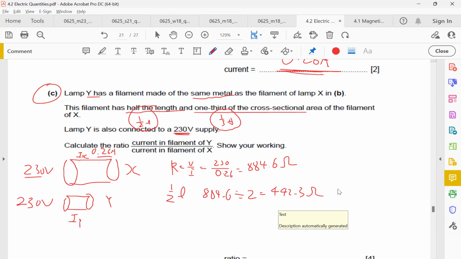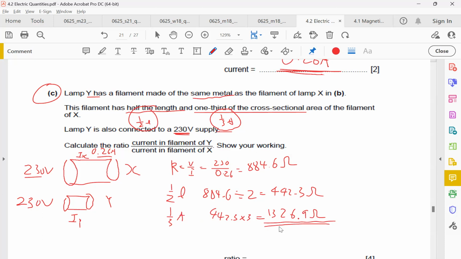Okay. So if I half the length, the resistance decreased by half. Well, what happens when I make the cross-sectional area 1/3? Increased by how much? Increased by 3. So the area reduced to 1/3 of what is left only. So it was 9 meters cubed, but right now it's 3 meters cubed only. So what will happen to the resistance? 3 times. Very good. So based on the 1/3 area, 442.3 multiplied by 3, which will give you a very big number.